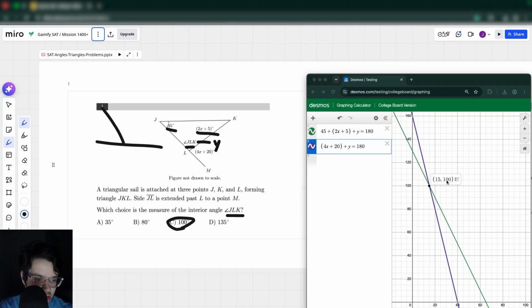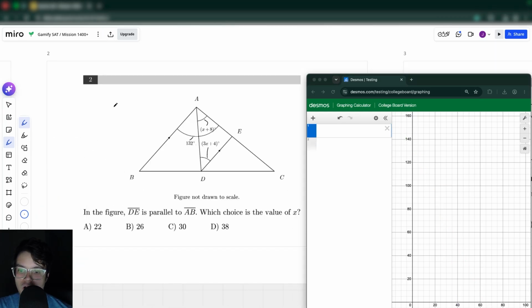We know that it's 100 and not 15 because we're looking for y here, which is what JLK is. See if you can solve this one. I'll admit some of the angles and the thing that went with them got kind of cooked, so I just drew these lines with them, but everything else is pretty simple.